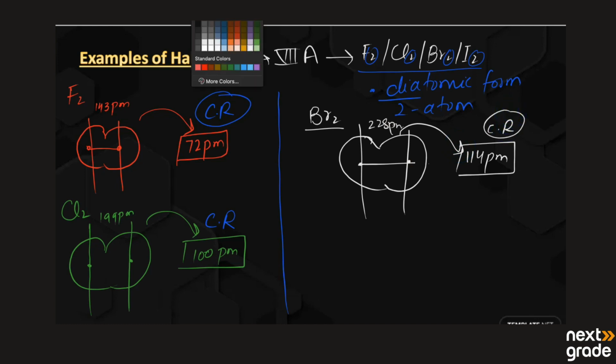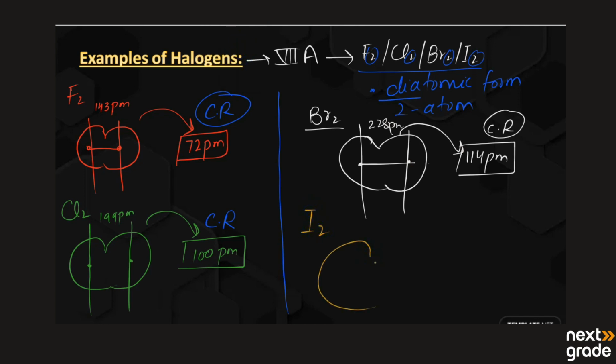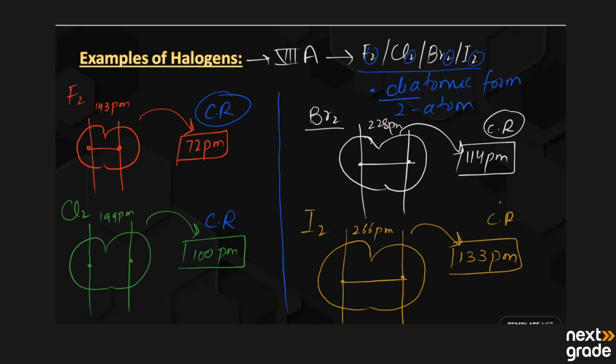And the last one is iodine, I2. It has the largest covalent radii because it has more shells as compared to fluorine, chlorine, and bromine. So the distance between the two nuclei is 266 picometer. When we take half of this, we get 133 picometer. So this is the covalent radii between the iodine atoms.